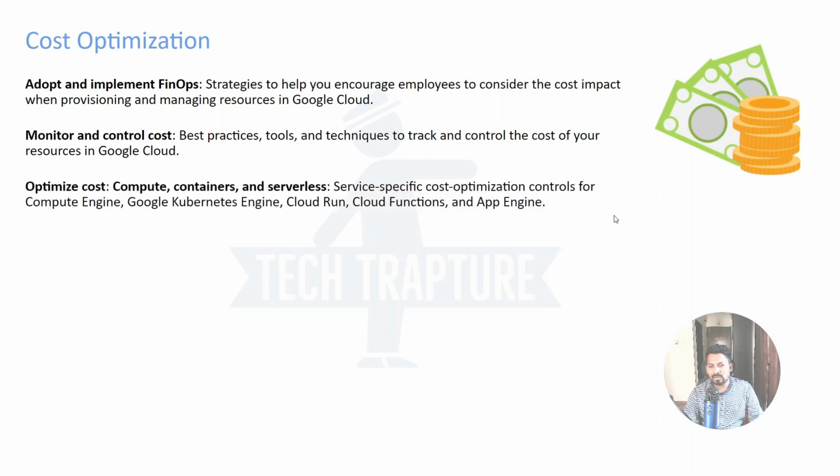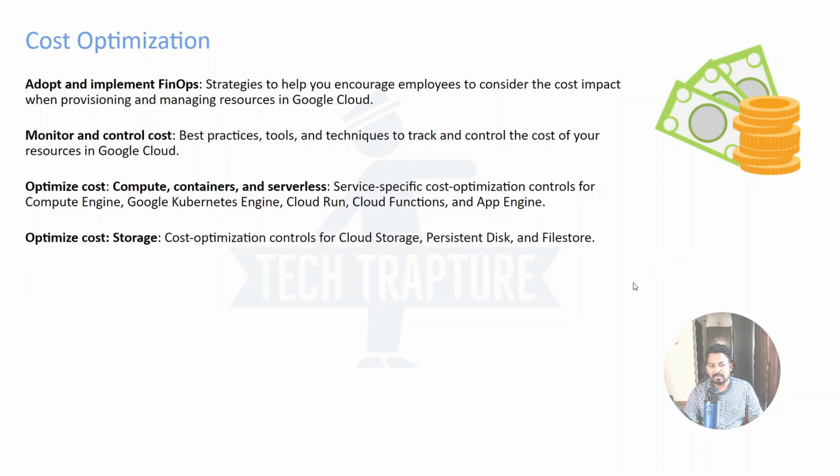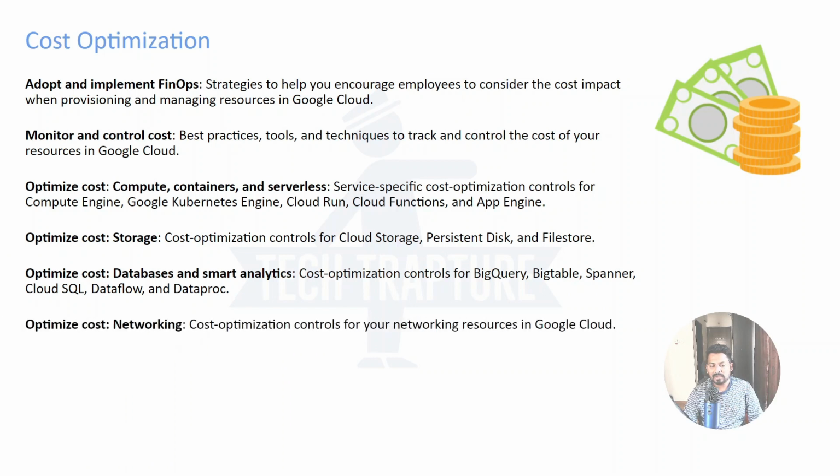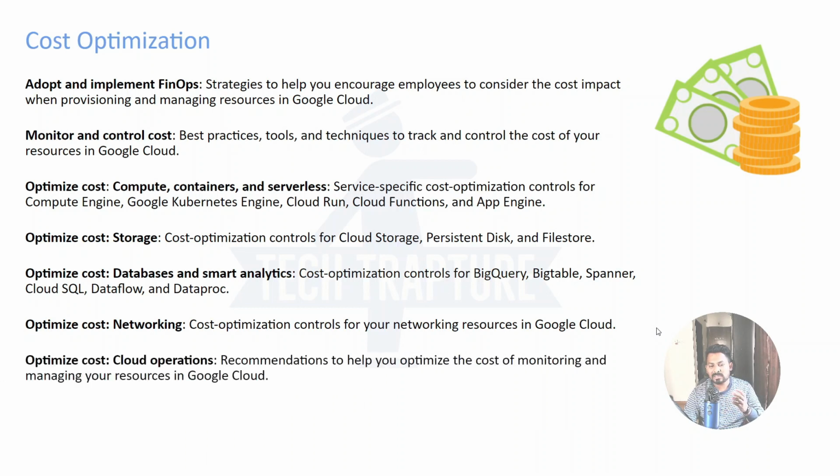Then monitor and control cost. You always visualize your cost, you create dashboards and reports, so you can understand what the cost is for a particular service or a particular application, and based on that you can optimize cost. You can optimize cost for compute, container and serverless, for storage, for database, and for networks. For each layer there are separate guidelines on how you can optimize your cost, so you can use those specific guidelines. You can find that in your documentation.